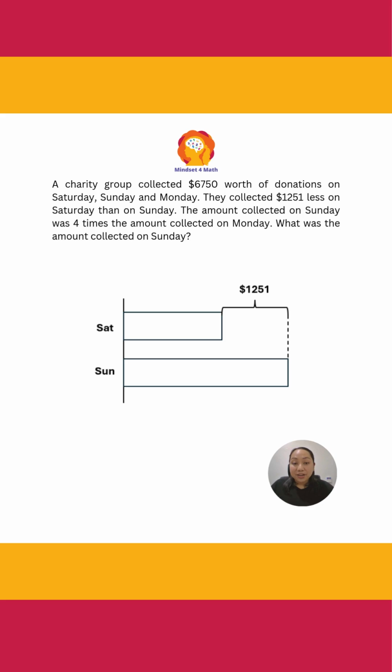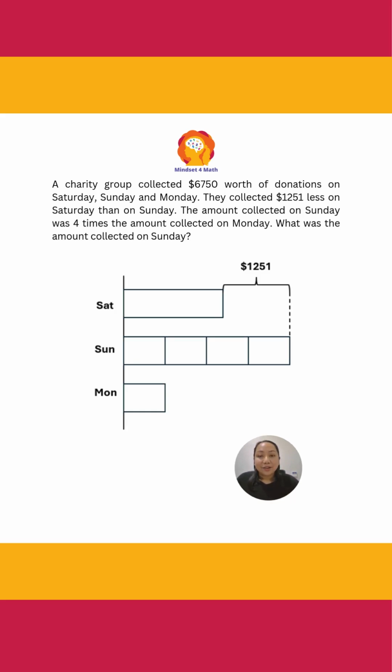Since we are comparing here, we are going to use the comparison model. Let's start by representing the amount that they collected on Saturday using a short bar and a longer bar for Sunday. Now, we will mark the difference between the two bars $1,251 because it says in the problem that they collected $1,251 less on Saturday than on Sunday.